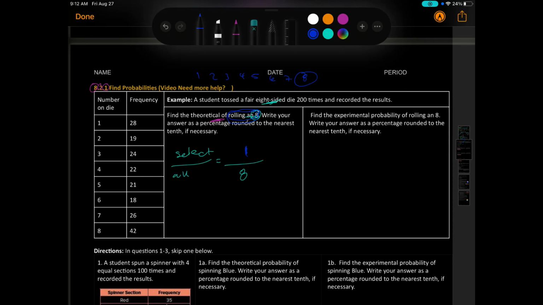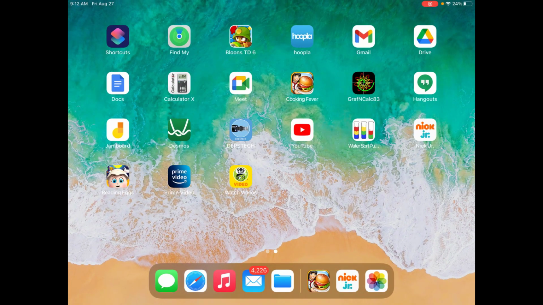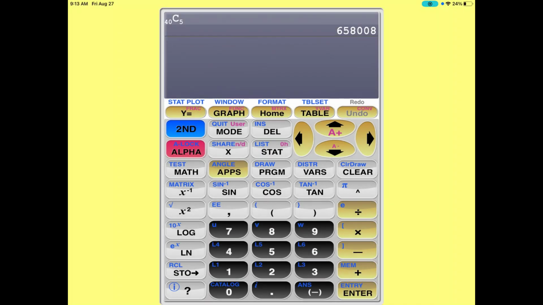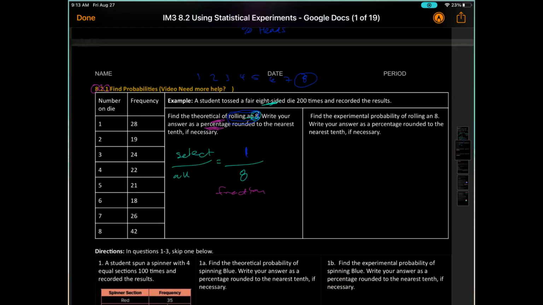Now it tells us to write it as a percentage. So this is a fraction. You can put this into your calculator. I like this calculator called Graphing Calc 83. It's free. And it looks like a graphing calculator, 1 divided by 8. Okay, so there I have a decimal, 0.125. And to go to a percent you just multiply the number by 100. So 0.125 times 100 gives me 12.5%.